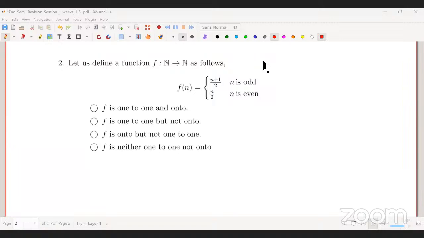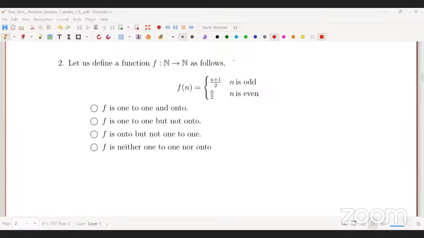Yes, in some sense you are correct, but can you give a proper explanation? Sir, 1 will have 2 pre-images, 1 and 2, and 2 will have 3 and 4. Like this, every number will have its pre-image. Yes, correct. So basically we don't need 2 pre-images. We basically need only 1 pre-image, right?